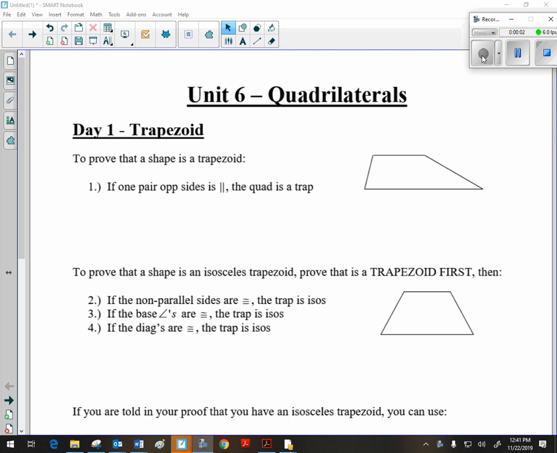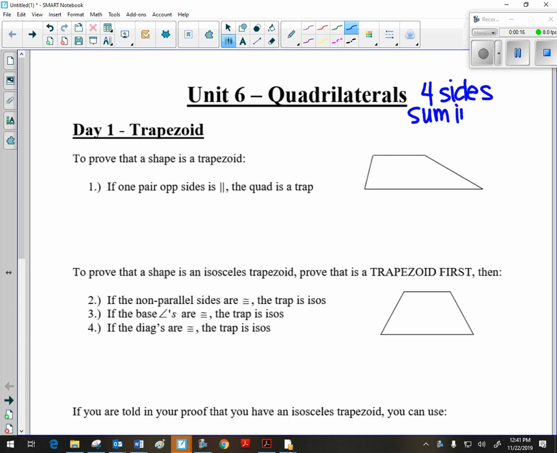Unit 6 has us extending our ideas in geometry into a unit on quadrilaterals. By definition, a quadrilateral has 4 sides, and the sum of the interior angles will always be equal to 360. So that's just a basic definition of a quadrilateral.